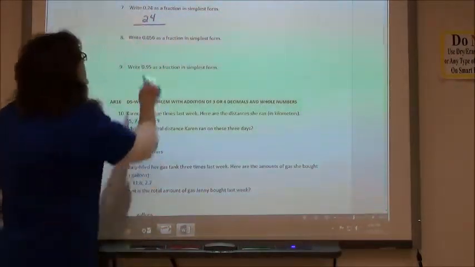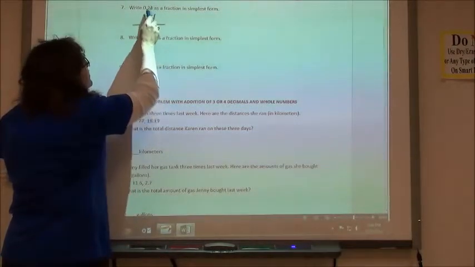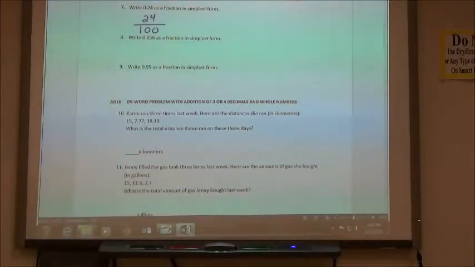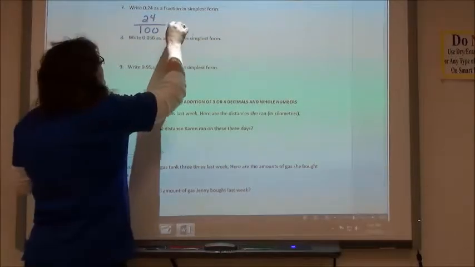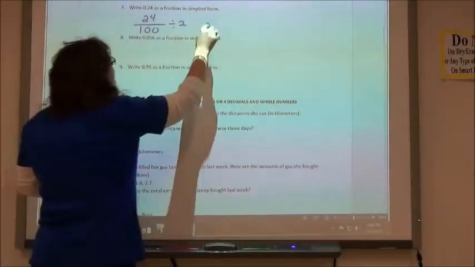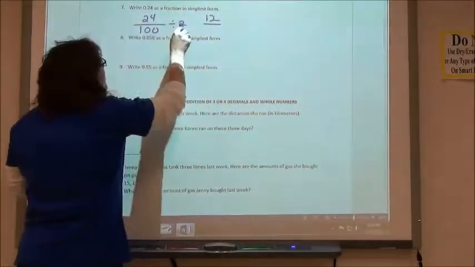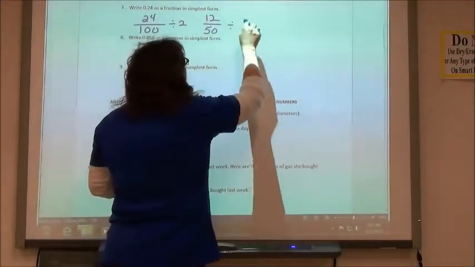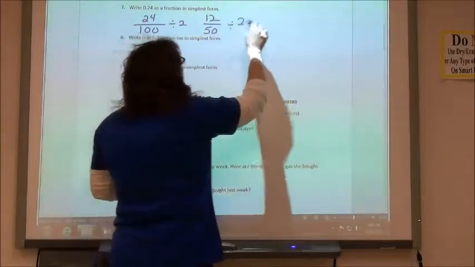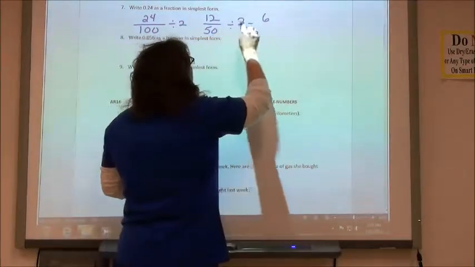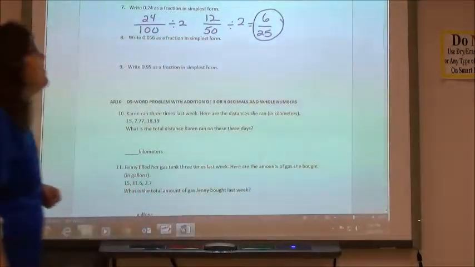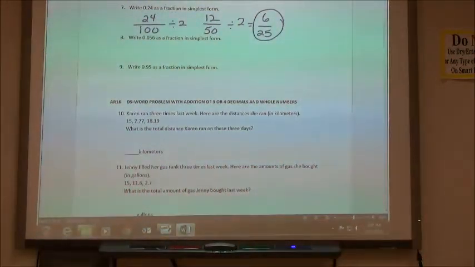Tenths, hundredths. So a 1 with 2 zeros, because it ends 2 places after the decimal. And so 24 hundredths is my fraction, but I want it in simplest form, so I have to reduce. If I divide by 2, half of 24 is 12, half of 100 is 50. I can reduce that again. Divide by 2. 12 divided by 2 is 6. 50 divided by 2 is 25. So 6 over 25 would be my fraction in simplest form.